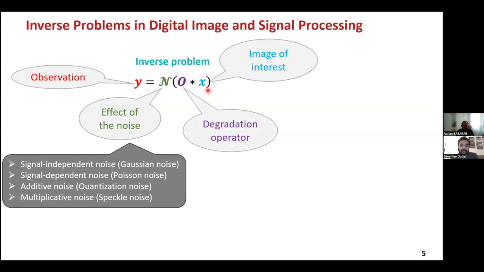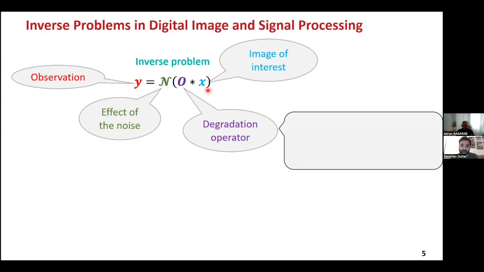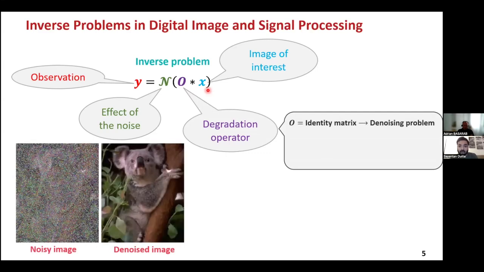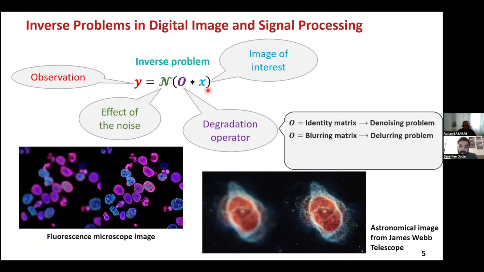Here O is the degradation operator. For different types of degradation operator, we can have different types of inverse problem. For example, if O is an identity operator, then the inverse problem becomes a denoising problem. And if O is a blurring operator, then we have to tackle the deblurring or deconvolution problem, where you have to restore the high quality information. For example, fluorescent microscopy or an astronomical image captured by the James Webb Telescope.